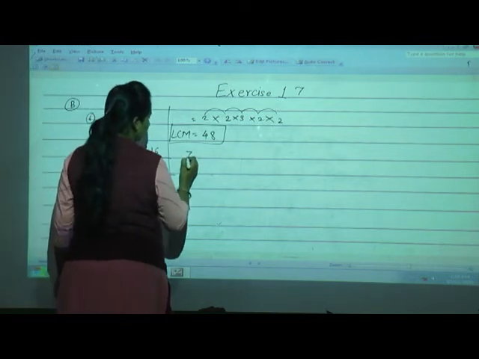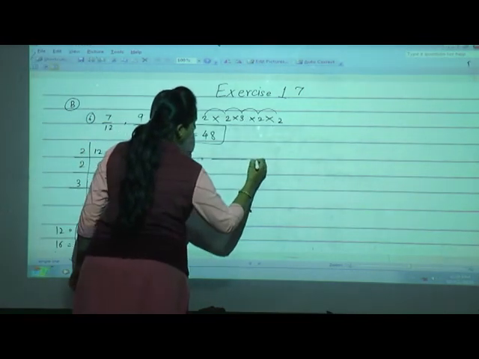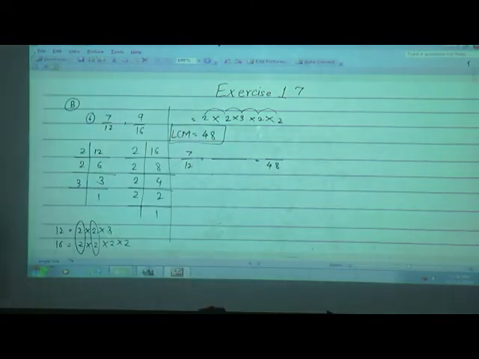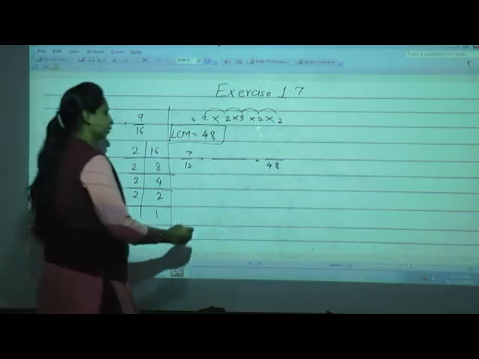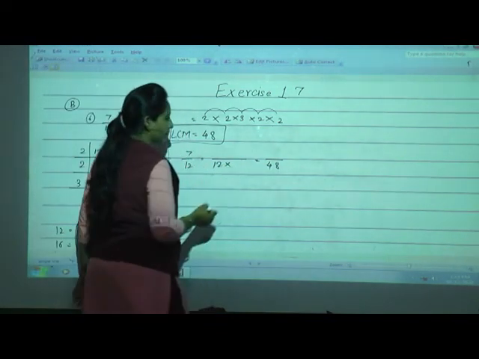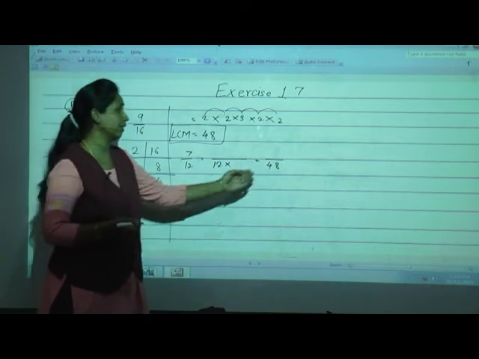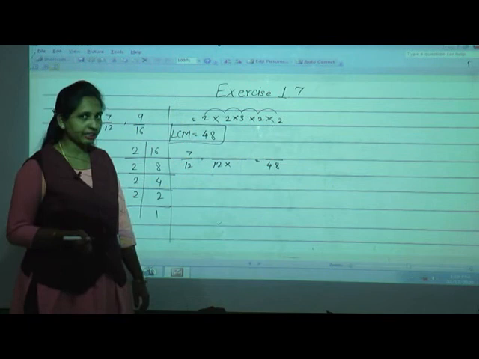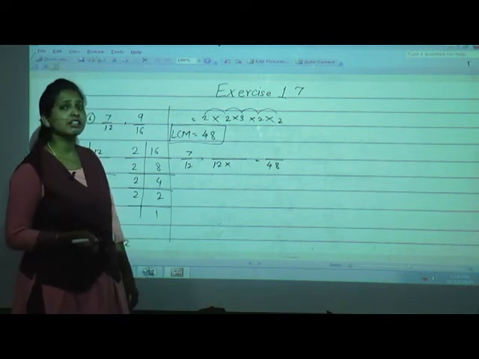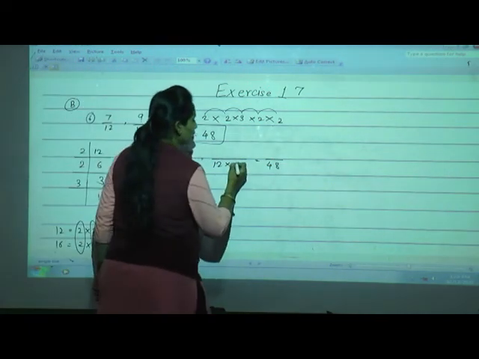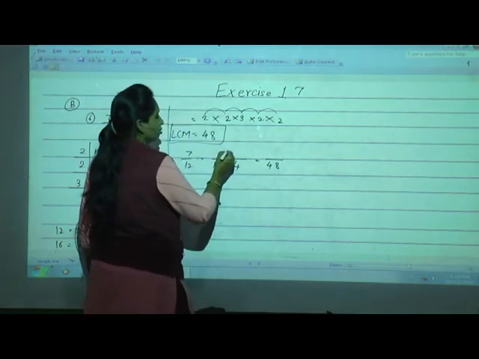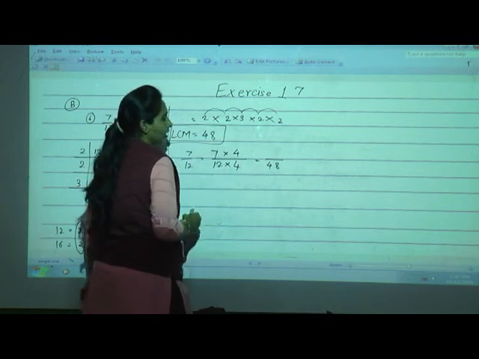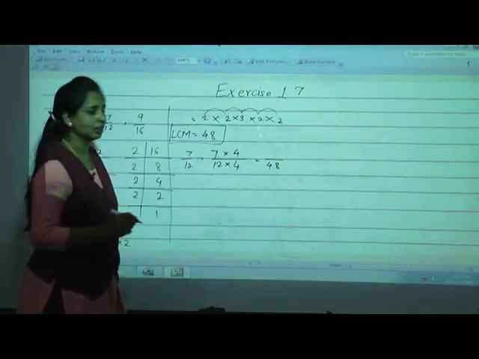First I will take 7 upon 12. So what should come in the place of the denominator? 48, isn't it? Now 12 multiplied by what do we get 48? In the 12 table, 48 is there? Yes, 12 4s are 48. So the same number we have to multiply here also with 7. Now tell me, 7 4s are 28.